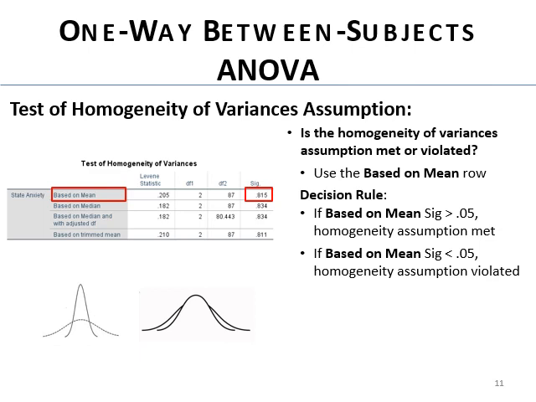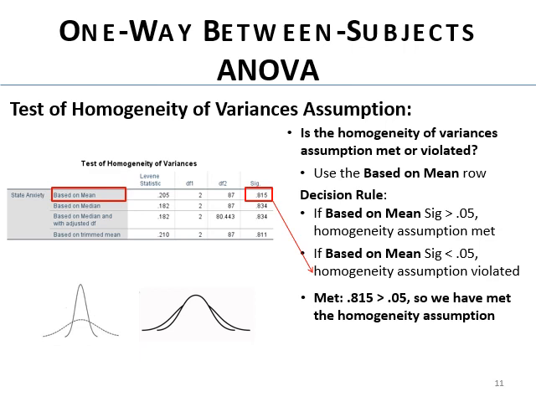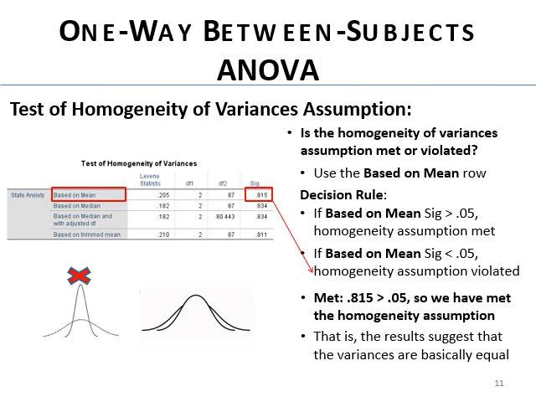So is 0.815 greater than 0.05 or less than 0.05? Well, it is clearly greater than, so what's that mean? First part of the decision rule, homogeneity assumption met. So yes, 0.815 is greater than 0.05, we have met the homogeneity of variance assumption. So on the left, the results basically tell us that the variances are close enough to equal. Or what do we say for normality? Good enough. So we don't have that. We've got the happy face one.